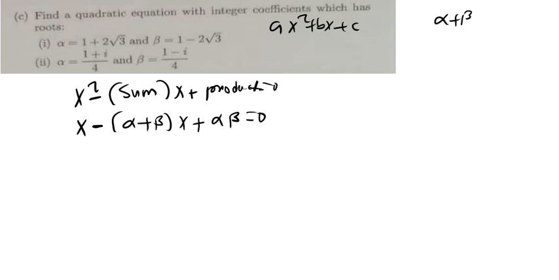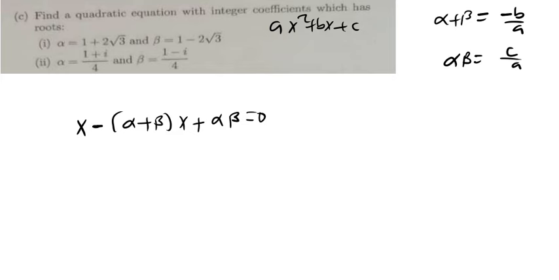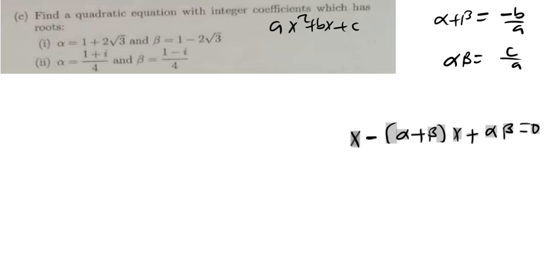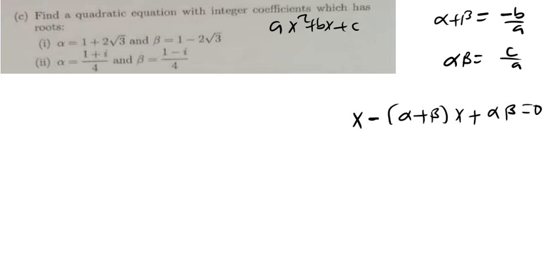Perfect, right? So now alpha plus beta is basically given by the formula negative b over a. Then alpha times beta is c over a. But in this case, we have been given them already. So what I want you to understand is that we want to find the sum and the product. We have been given alpha and beta, so we are going to add.